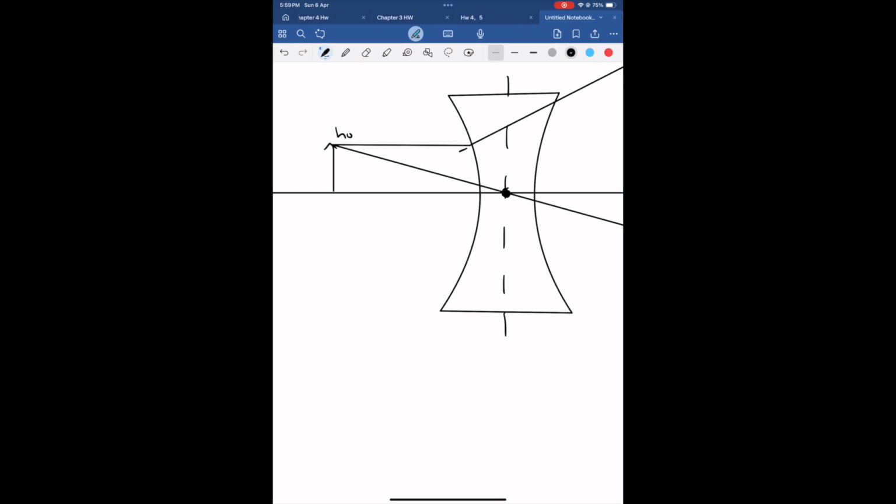Now with this, you're actually going to trace back this ray that goes through the diverging lens. Again, this is our focal point. And at this intersection is actually the image. So we can go ahead and label our diagram accordingly. Let me label this differently.